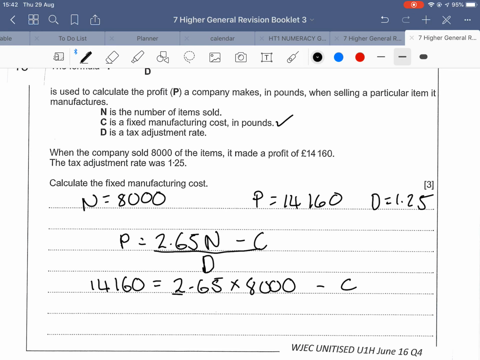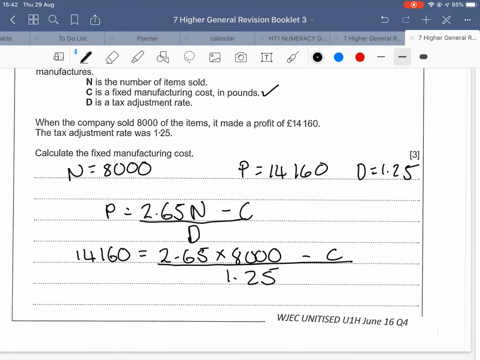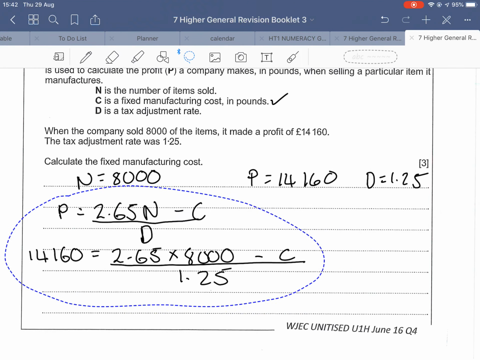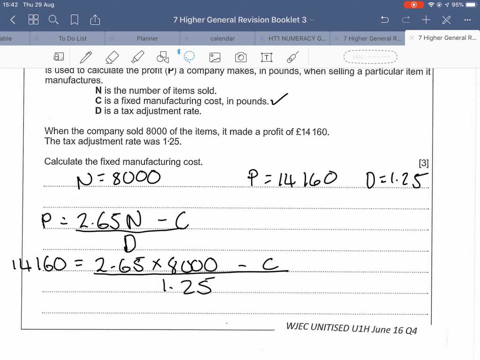Take away C, which we do not know, all over D, which is 1.25. This is just all about rearranging now, so you end up with C. So it's like rearranging formulas. Now, I've written massive, so I don't have any room. Or you could do that on a piece of paper.